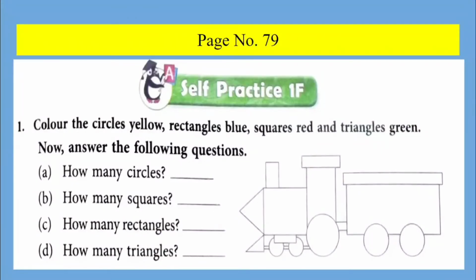Now let's do some self-practice. So children, open page number 79 of your book. Let's read question number 1. Color the circles yellow, rectangles blue, squares red, and triangles green. So children, here is a picture and you have to color all the circles yellow, rectangles blue, squares red, and triangles green.